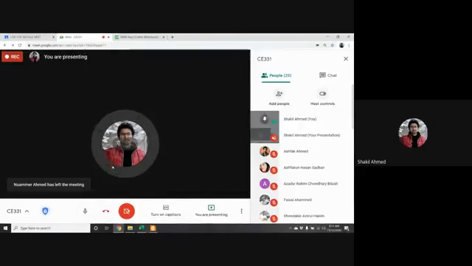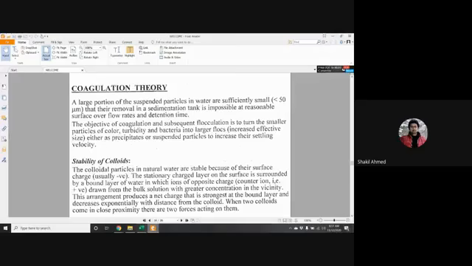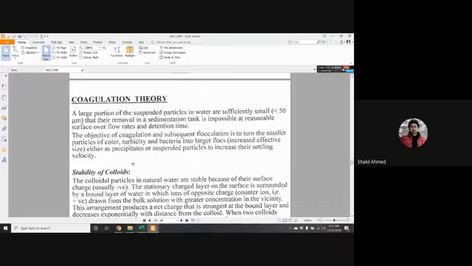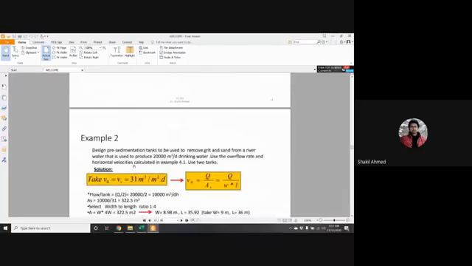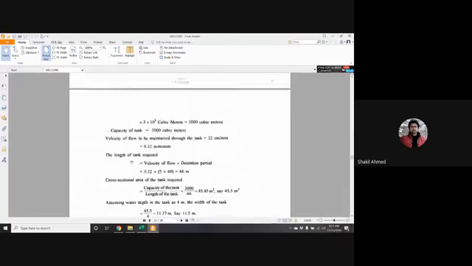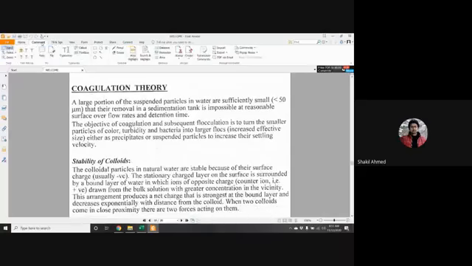Okay, so good morning everyone. Welcome to the class of CE331 Environmental Engineering 1. So today we will discuss coagulation theory. So far we have discussed sedimentation theory and we solved some problems on sedimentation theory, right? So today we will start with the coagulation theory.